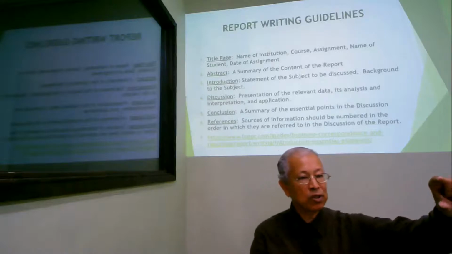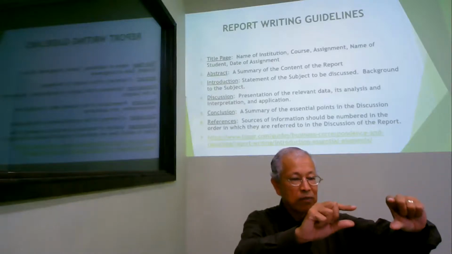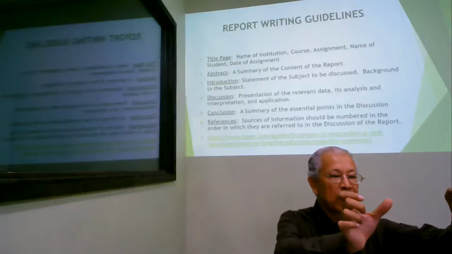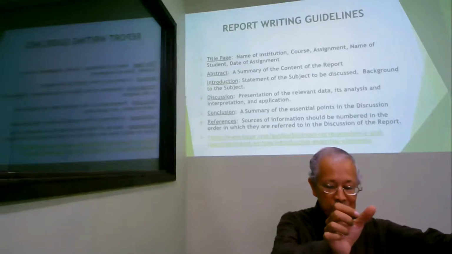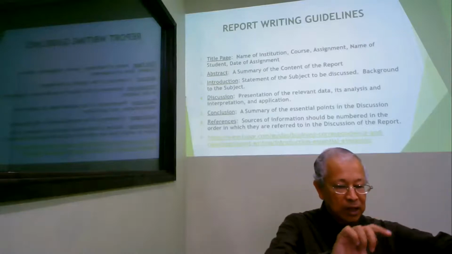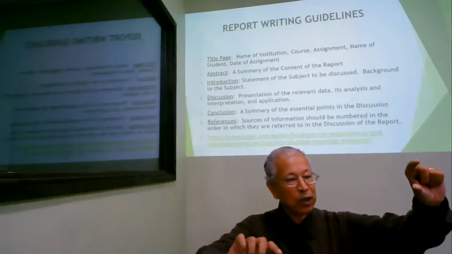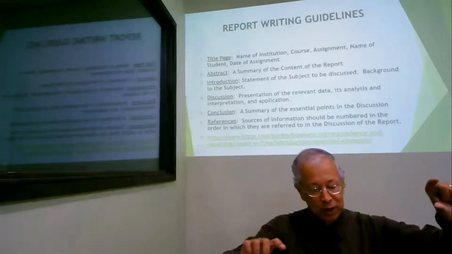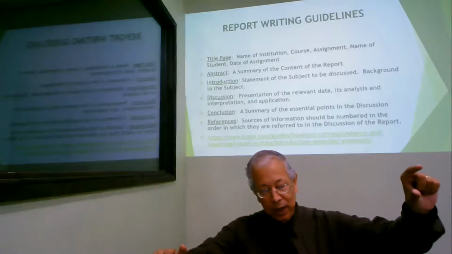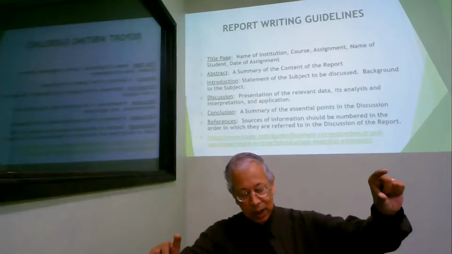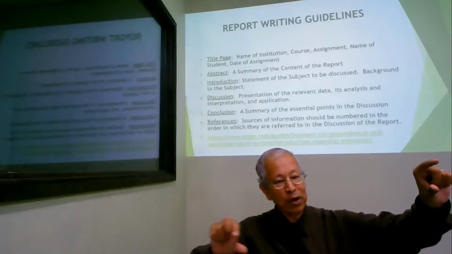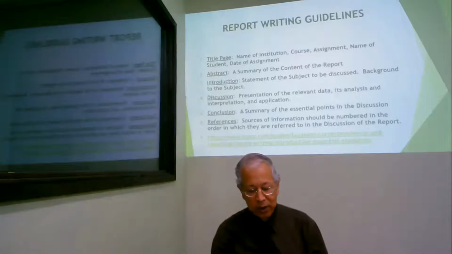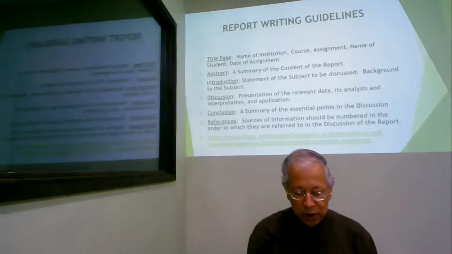If you have another source in the discussion, let's say you have number 2 when you put down the name of the author and the date when his information was published, let's say 2019, then you should have a 2 at the very end of your report that corresponds to it, giving fuller information as to where you got that information. The name of the book, the publisher, the date of publication, even the page number or numbers that you got this information from. So sources of information should be numbered in the order in which they are referred to in the discussion of the report.